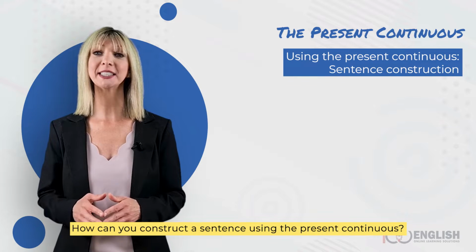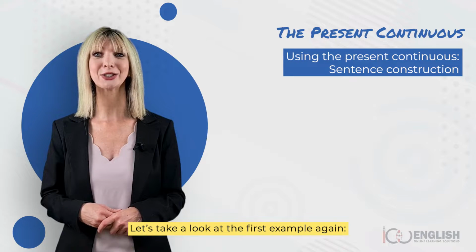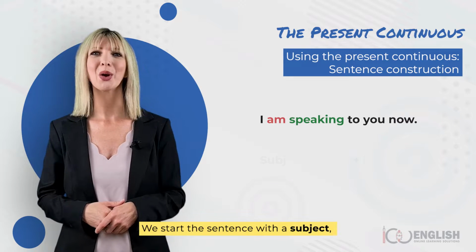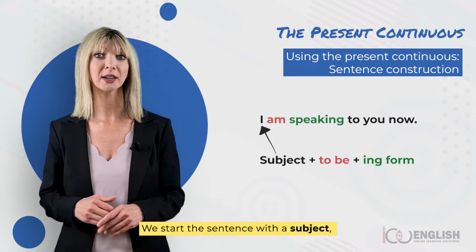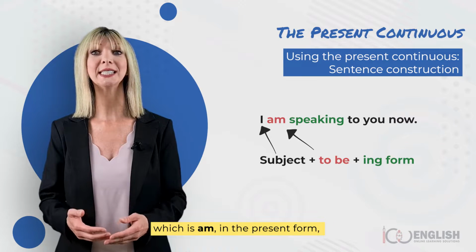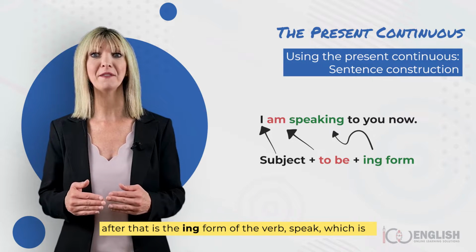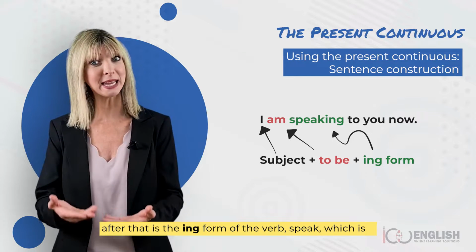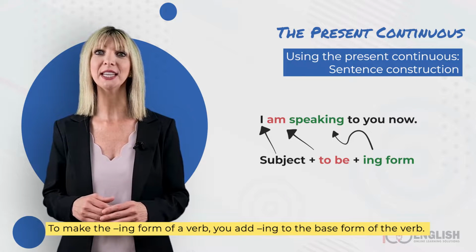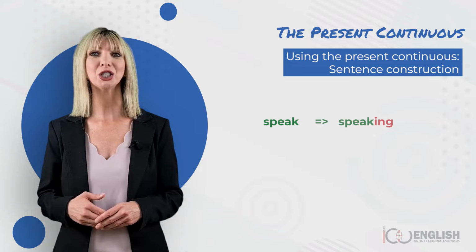How can you construct a sentence using the present continuous? Let's take a look at the first example again. I am speaking to you now. We start the sentence with a subject, which is the pronoun I, followed by the helping verb to be, which is am in the present form. After that is the ing form of the verb speak, which is speaking. To make the ing form of a verb, you add ing to the base form of the verb. For example, speak changes to speaking.